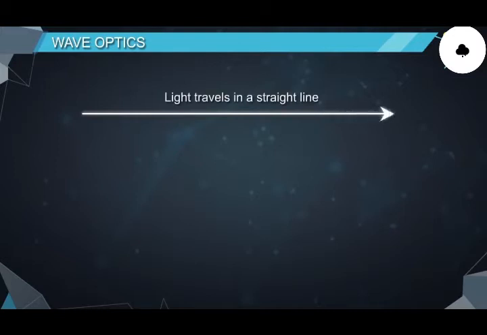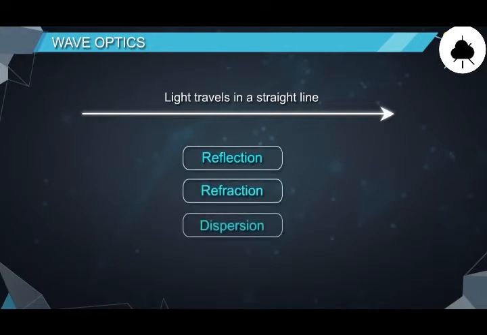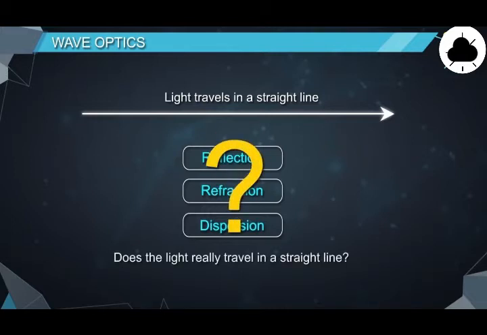In the previous chapter we assumed that light travels in a straight line. Using this concept we explained reflection, refraction, and dispersion. Now the question arises whether light really travels in a straight line.